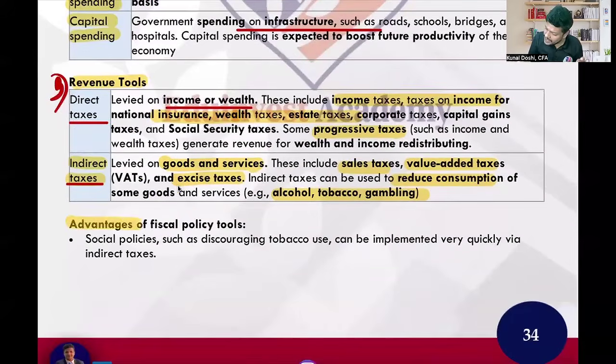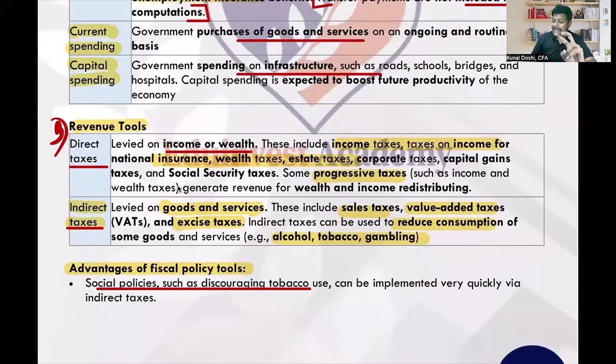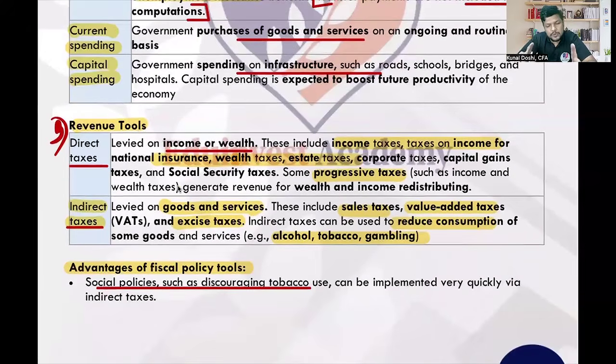Okay. Now, what are the advantages of these fiscal tools? We are going to understand the advantages and disadvantages. First of all, the reason for fiscal policy is redistribution of wealth. So social policies such as discouraging tobacco can be implemented using fiscal tools by adding more taxes on the consumption. And which one do you think is the favorite of government, direct tax or indirect tax? Which one do you think government loves charging, direct or indirect tax?